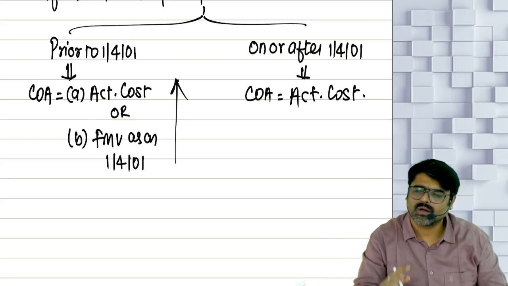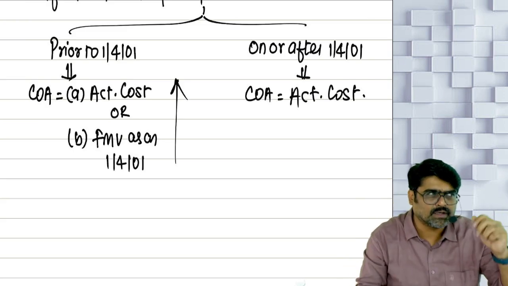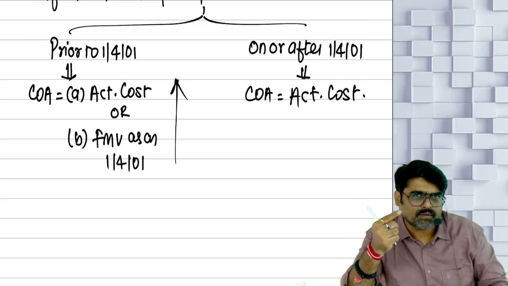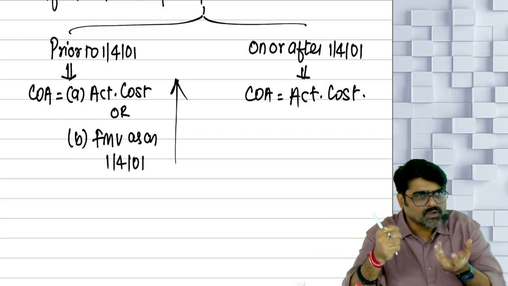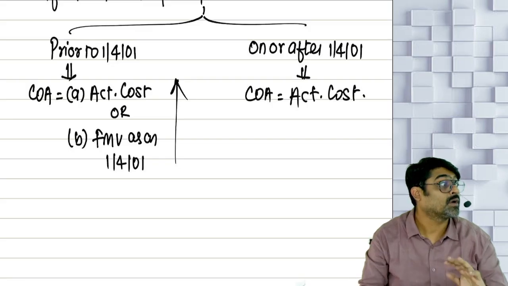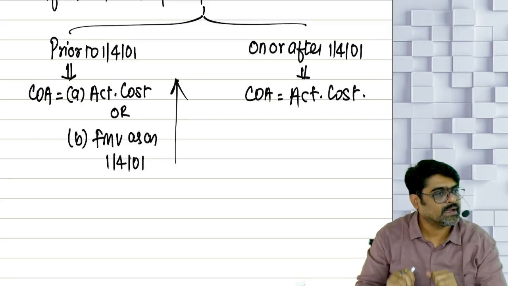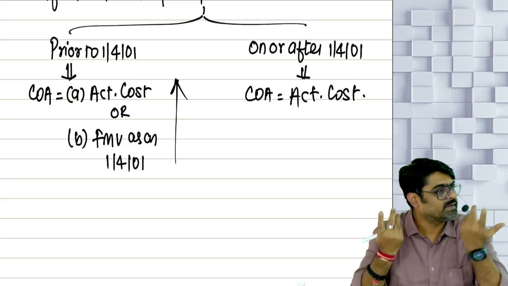Understanding? Or what if the fair market value is 10 lakh and stamp duty value is only 9 lakh? So fair market value 10 lakh cannot be more than stamp duty value. So only 9 lakh rupees of fair market value can be taken. Understanding? So B will be 9 lakh. 9 lakh or actual cost, whichever is higher.